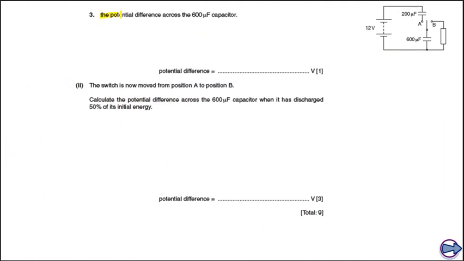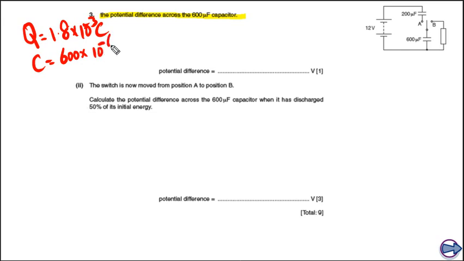For this part, we need to find the potential difference across the 600 microfarad capacitor. We have already found the charge on the 600 microfarad capacitor. If you remember from part 2, the charge on the 600 microfarad capacitor is equal to 1.8 times 10 to the minus 3 coulombs, and its capacitance is also given to us. C is 600 microfarads, which means 600 times 10 to the minus 6 farads. So this is what we need to find: V.